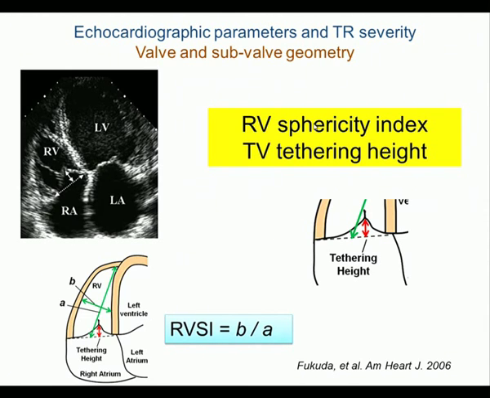And then the other concept that's important is the sphericity index, and that is the distance between the apex and the base divided by the width. This is one measure. This is a Japanese group that described this sphericity index. And again, if this number is large, then the sphericity tends to go up, and the risk of recurrent tricuspid regurgitation also goes up.